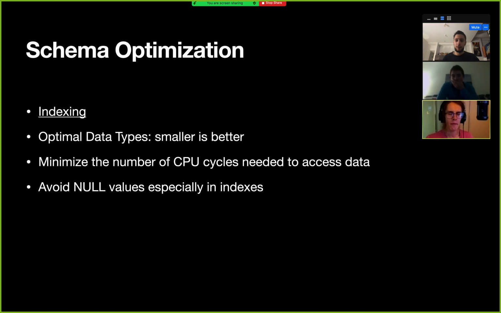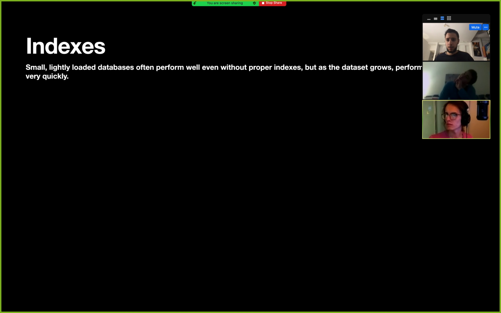And avoiding null values. So yeah, you can have null values in your indexes. It's just something you shouldn't do because what does that even mean? It's indexed based on this and you search by null value. It's something that can happen. Null values will be a theme we'll talk about in a moment. But yeah, indexes. A small, lightly loaded database will perform well even if it's poorly indexed. But as the data set grows, performance will drop quickly. And that's just the way it is.